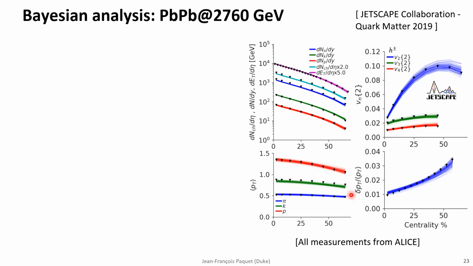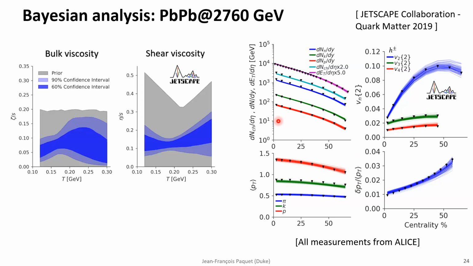And there are multiple lines because the constraint is not a single value of the parameter. It's a probability distribution. So what you do is sample this probability distribution and compare with the data. You can see that we can describe all these measurements well, and we obtain these constraints on the viscosity, on the shear and the bulk viscosity.